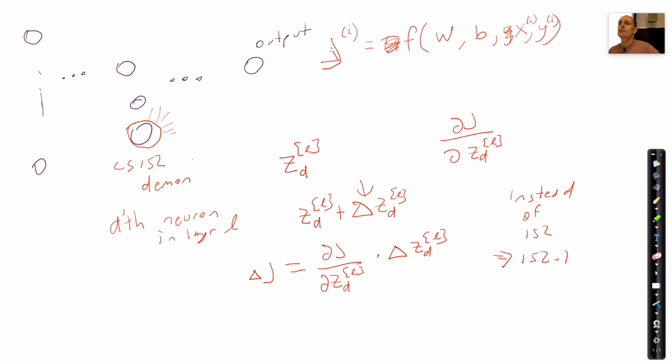Right? So this is the daemon thinking to himself. And will that make the cost higher or lower? So the daemon changes z from 152 to 152.1. What happens to the cost function? We don't know what the original cost function is. It's some non-negative value. Does it go up or down?